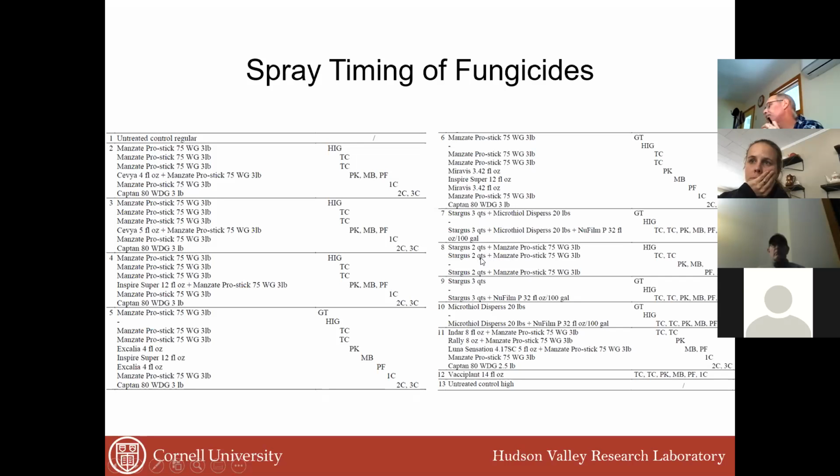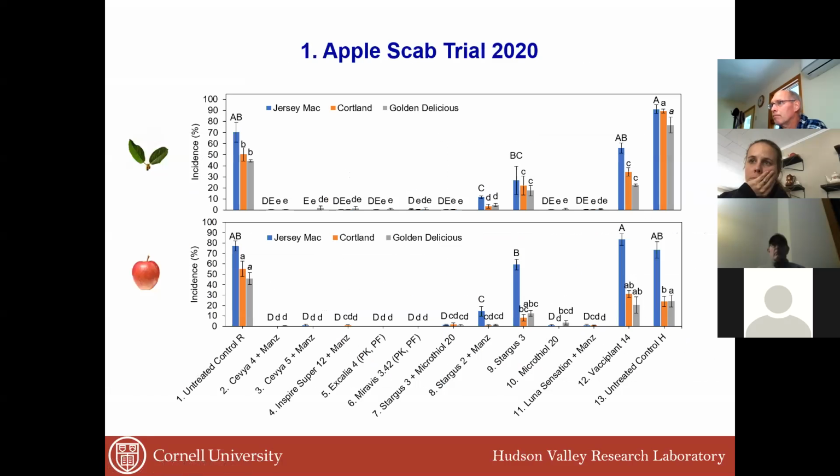Then we had application of Stargus at different schedules, applied with Manzate or Stargus alone, and then Microthiol Disperse alone. So we can see how Stargus alone works against this disease versus Microthiol Disperse alone. And then we had some other spray schedules from other companies, including Inder and Luna Sensation, to see how these work.